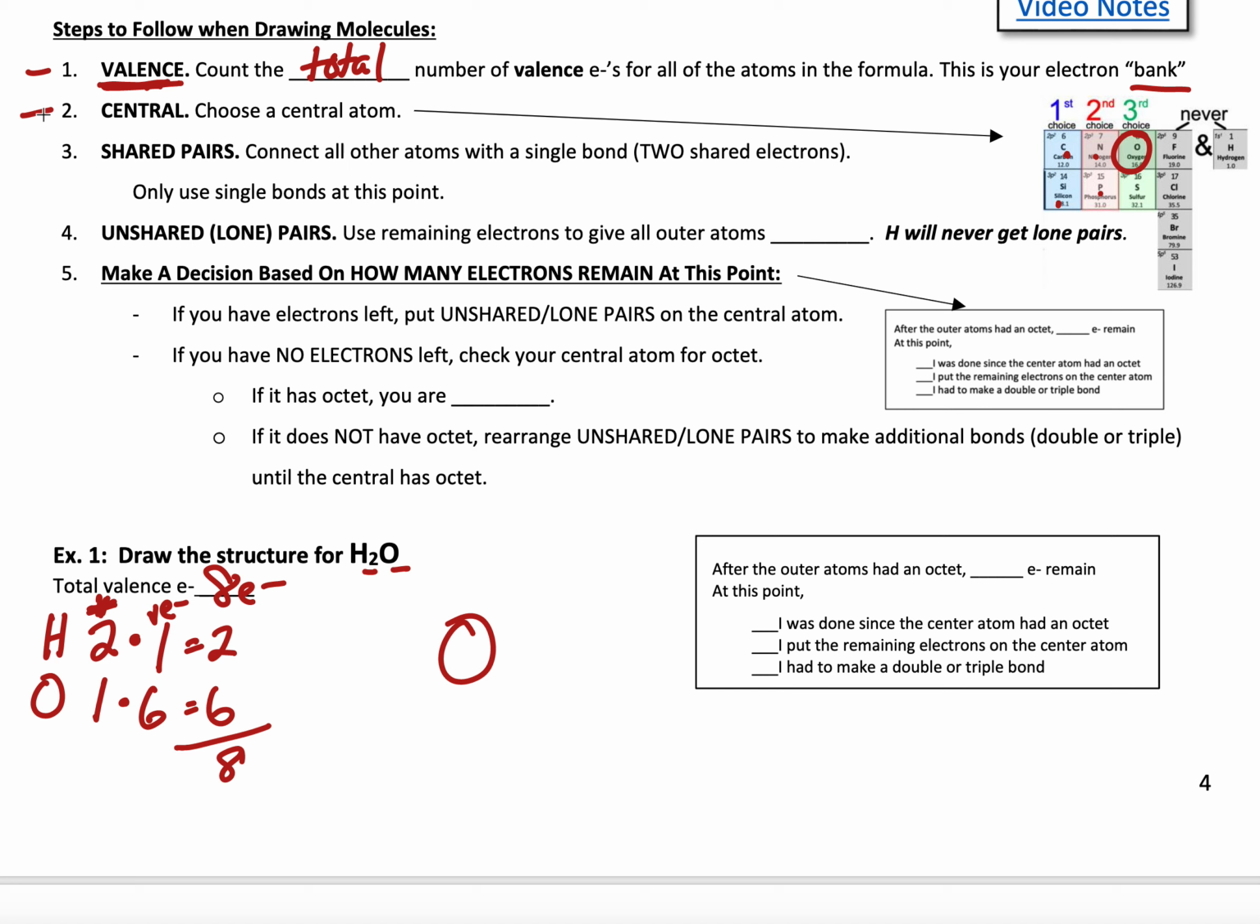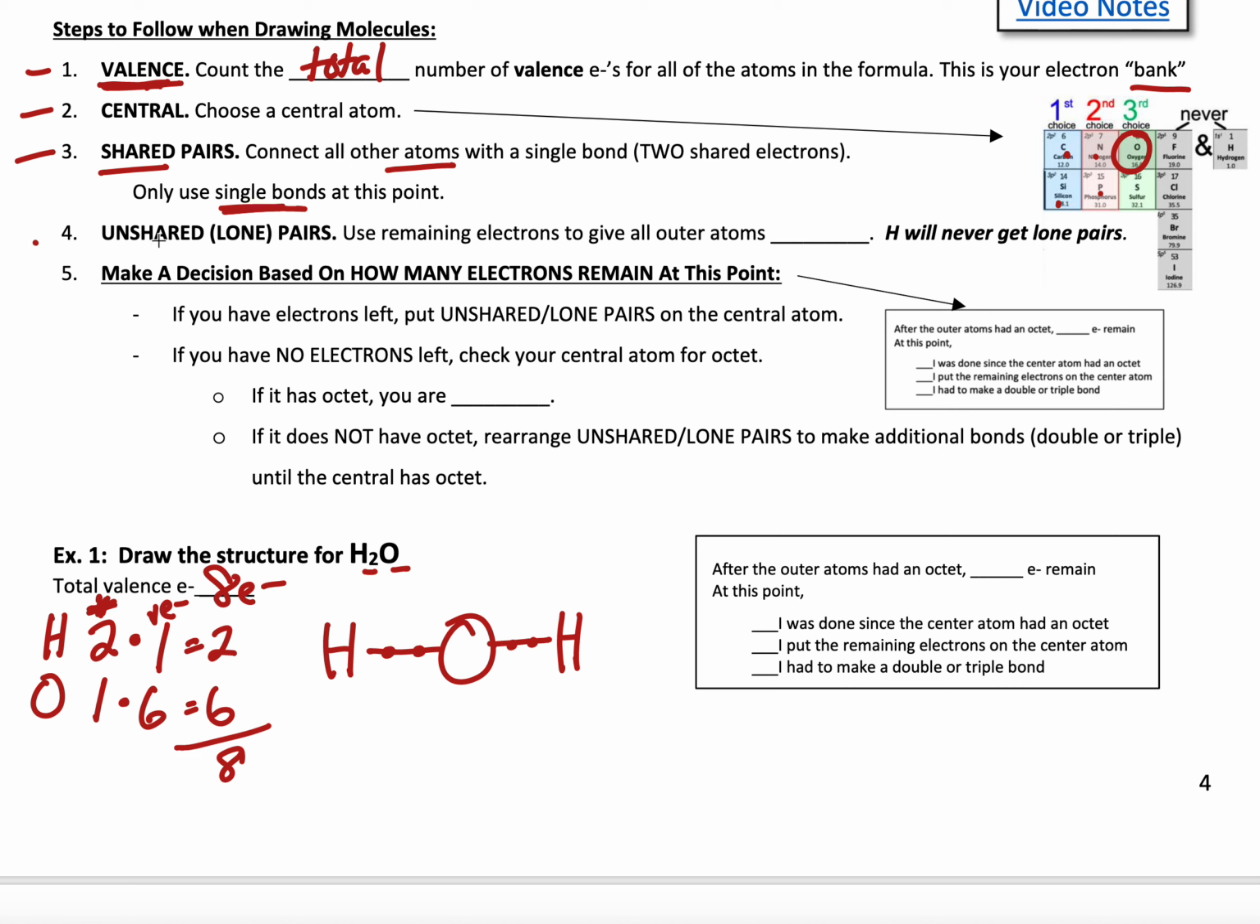So we're going to do the next step, which is shared. Remember, shared is a line, a bond. We're going to connect all the other atoms with a single bond, which represents 2 shared electrons. We're only using single bonds. So I put my oxygen in the center, and now I'm going to connect the other guys with single bonds. And remember, each single bond is 2 electrons being shared, zipping back and forth between those 2 atoms.